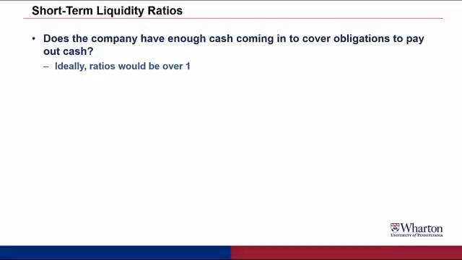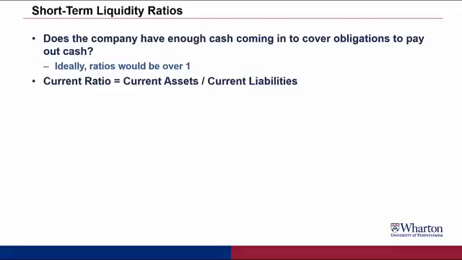These ratios are intended to answer the question, does the company have enough cash coming in to cover its obligations to pay out cash in the next period? And ideally, all these ratios would be over 1. So the first ratio is the current ratio, which is current assets over current liabilities. This is trying to say, do we have enough current assets that are going to turn to cash in the next year to cover our current liabilities, which have to be paid in cash in the next year?